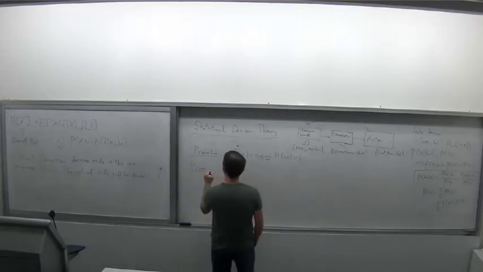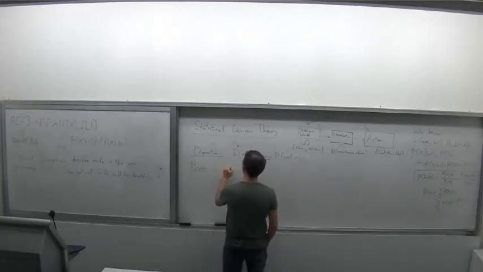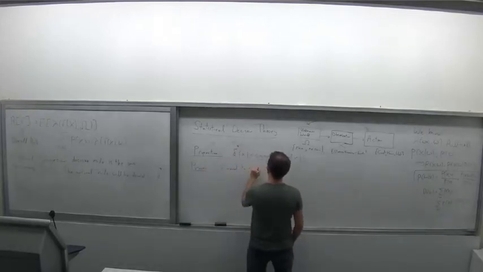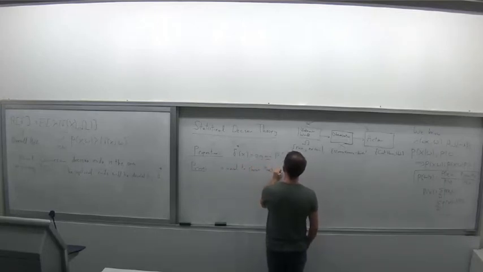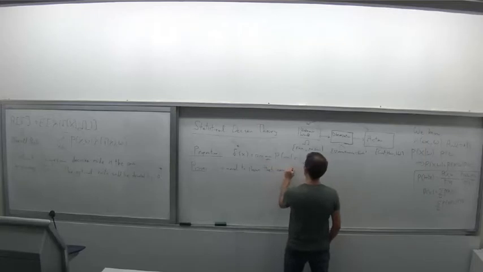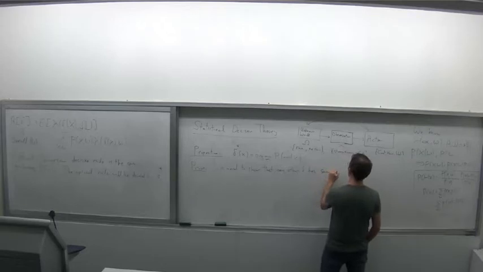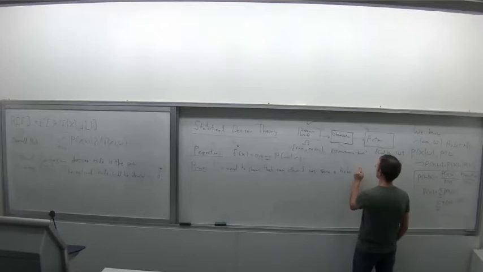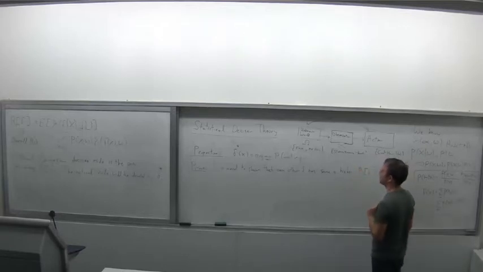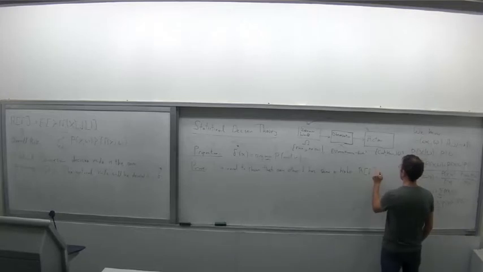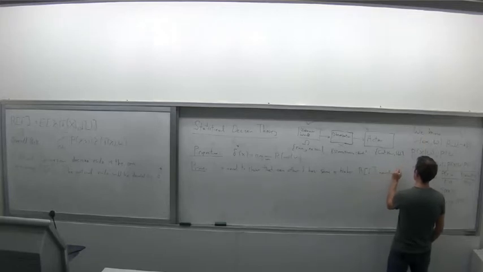So we need to show that any other delta has the same or higher R of delta. Or in other words, we want to show that R of delta is greater than or equal to R of delta star.